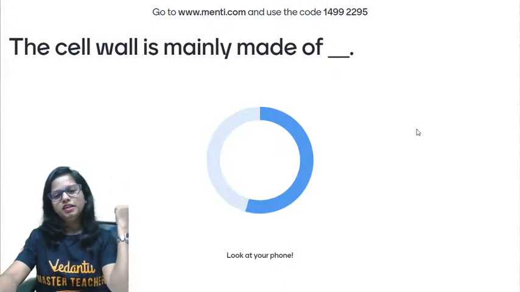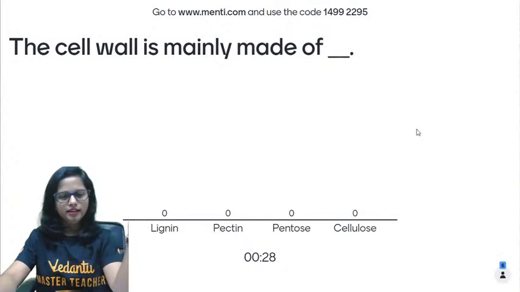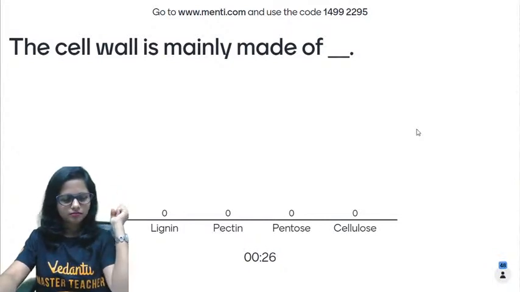Cell wall is mainly made up of what? Lignin, pectin, pentose, cellulose. Come on.